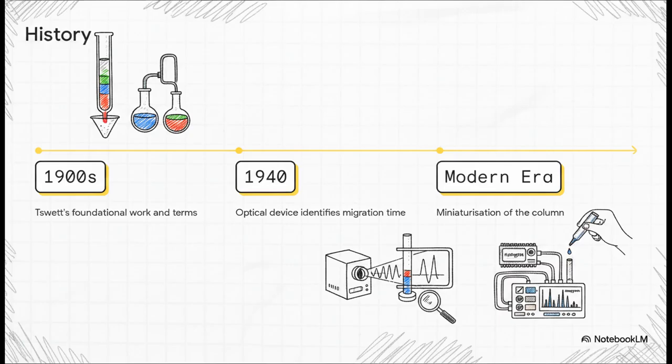Now, for a long time, analytical chromatography was, well, pretty limited. But then, right around 1940, a major breakthrough happened. An optical device was placed at the end of a column, which meant scientists could suddenly identify the migration time of components without needing to physically collect them first. Fast forward to the modern era, and the development of highly sensitive detectors has allowed us to miniaturize the whole system. Today, we're analyzing incredibly tiny quantities, we're talking just a few nanograms here, with continuous detector registration.